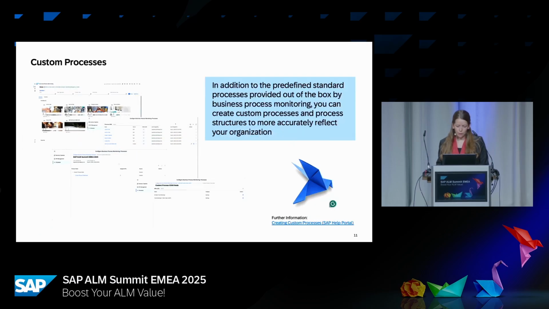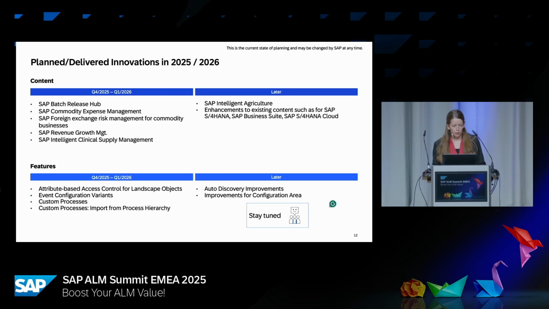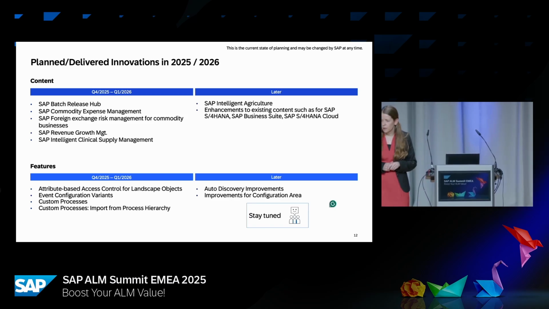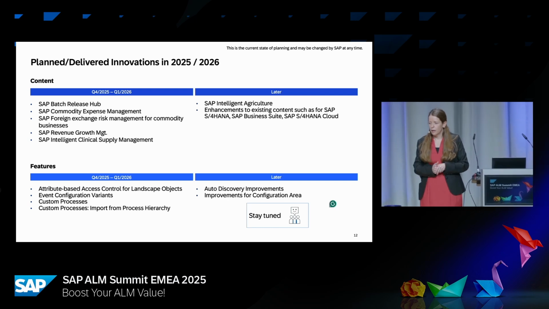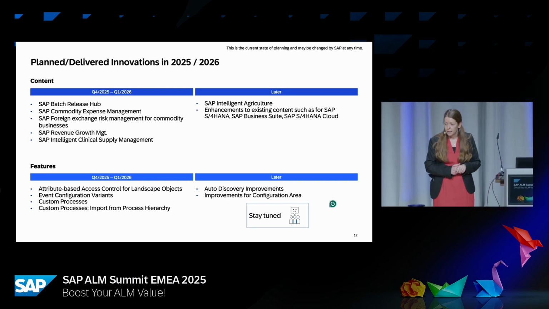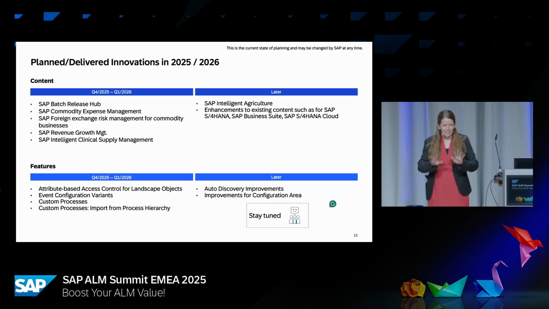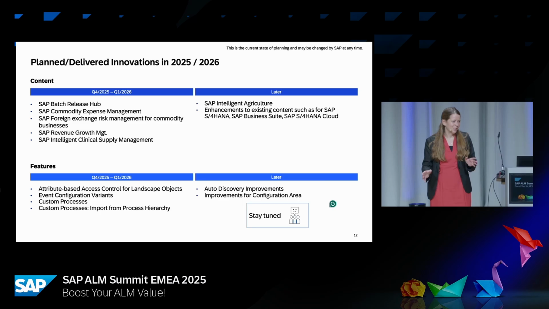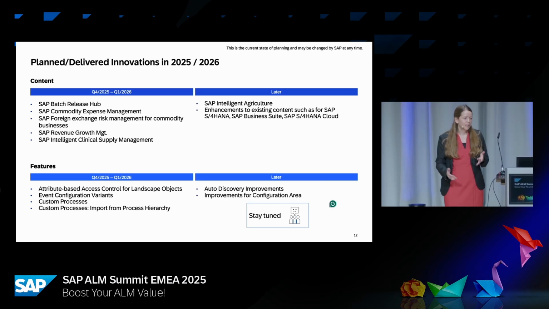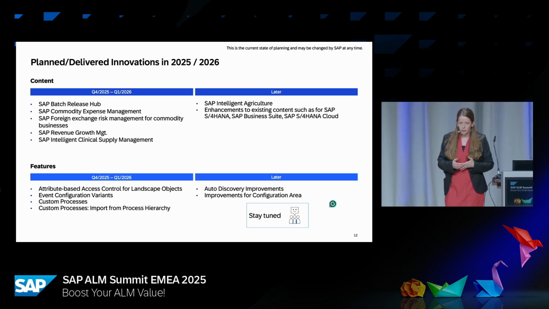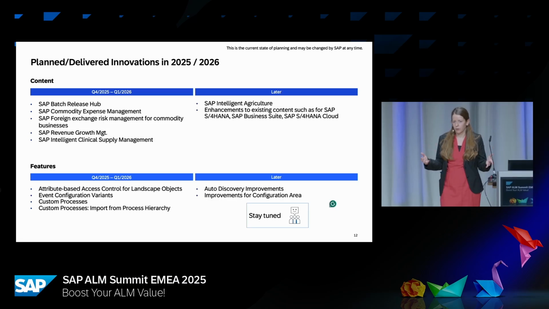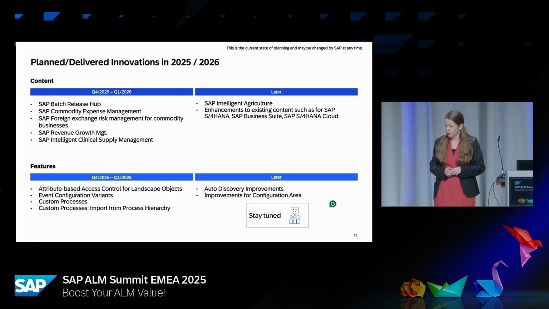So let's have a look at what's available on top, or what we are working on. From a content perspective, we are working with plenty of services together. On the one hand side, it's the batch release hub, commodity expense management, and the SAP foreign exchange risk management for commodity business. So yes, we have a lot of services, but this should just give you a vision that we are continuously working on content, and that we will further support services where KPIs are coming from.